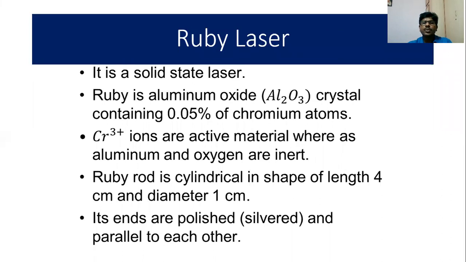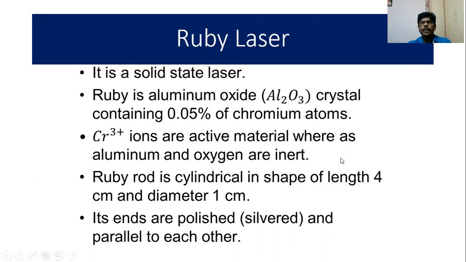Ruby is a solid state laser. And remember, solids are characterized by band structure of energy and not discrete energy levels. What is ruby? Ruby is aluminum oxide crystal containing 0.05% of chromium atoms. The chromium ions are active material, whereas aluminum and oxygen are inert.